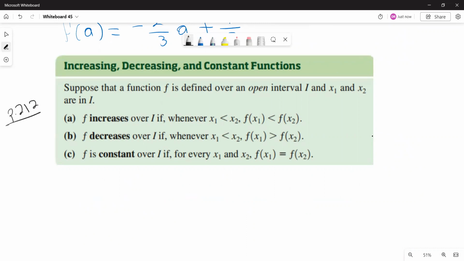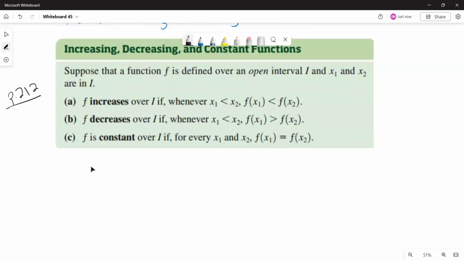Suppose that a function f is defined over an open interval I, and x1 and x2 are in I. Part A, f increases over I whenever x1 is less than x2, f of x1 is less than f of x2. Graphically, its graph is rising from left to right. So an increasing function has a graph that rises from left to right.